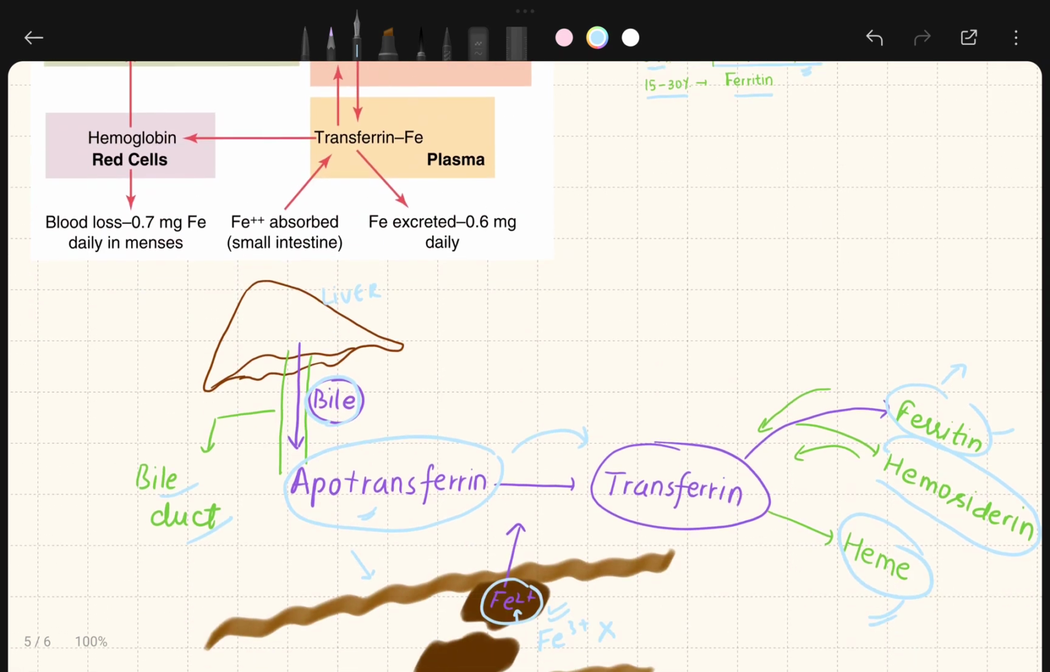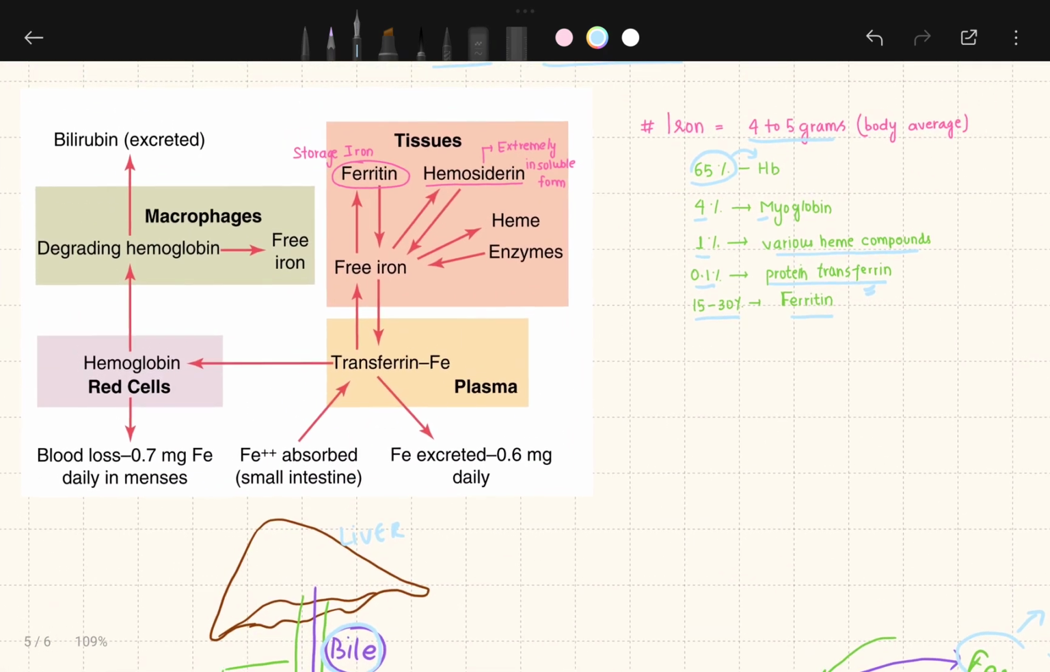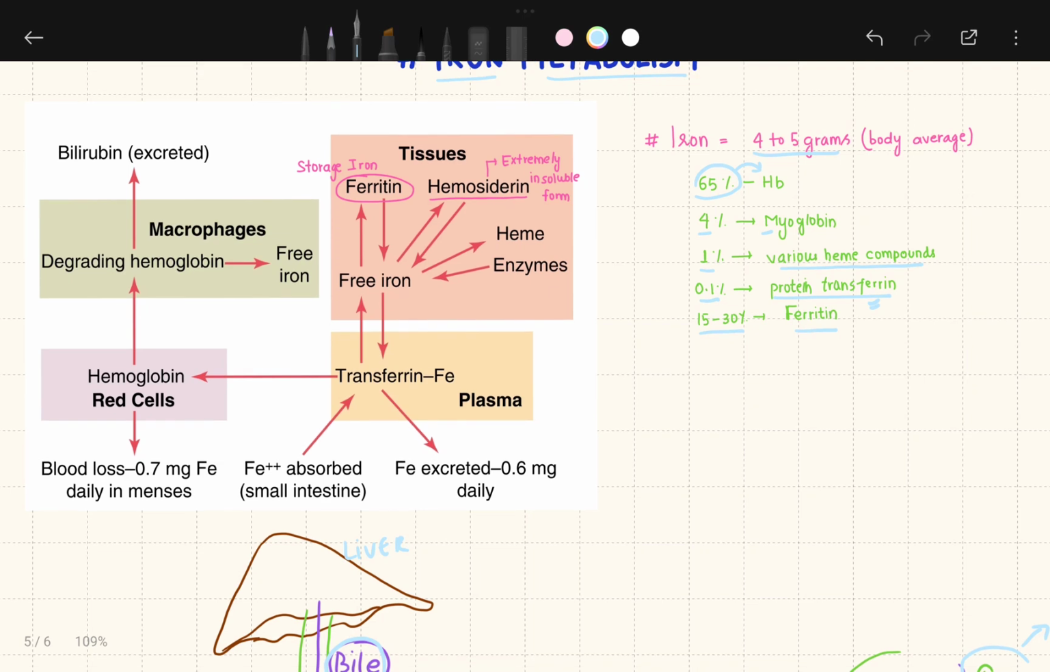Now let's look at this chart. There is this free iron. That free iron is getting converted to ferritin. Ferritin is a storage iron. Hemosiderin is a very insoluble form. Then heme and enzyme.